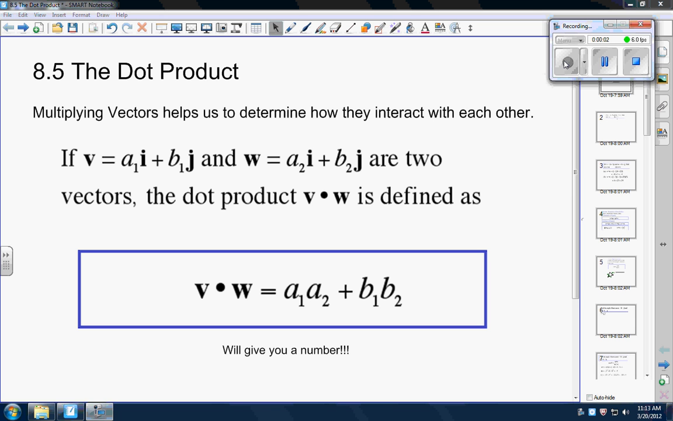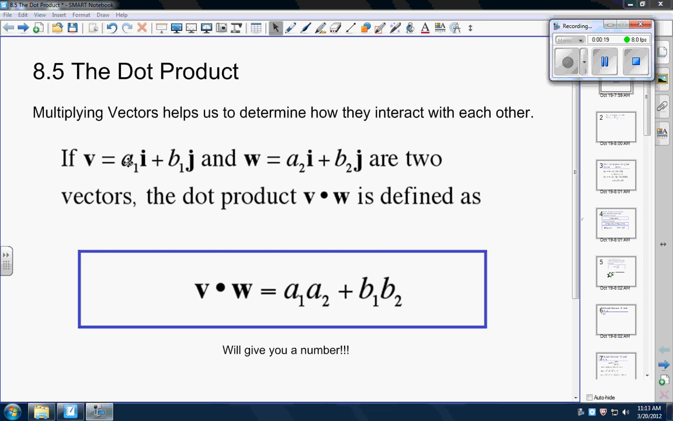All right, moving on here with chapter 8, we're going to look at this thing called the dot product. Okay? What the dot product is, it's basically vector multiplication. That's important because it tells us how vectors interact with each other, which is what we're going to look at.